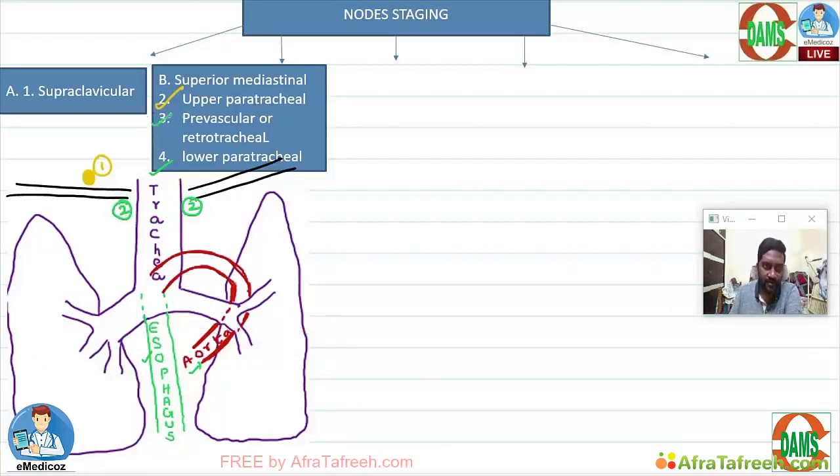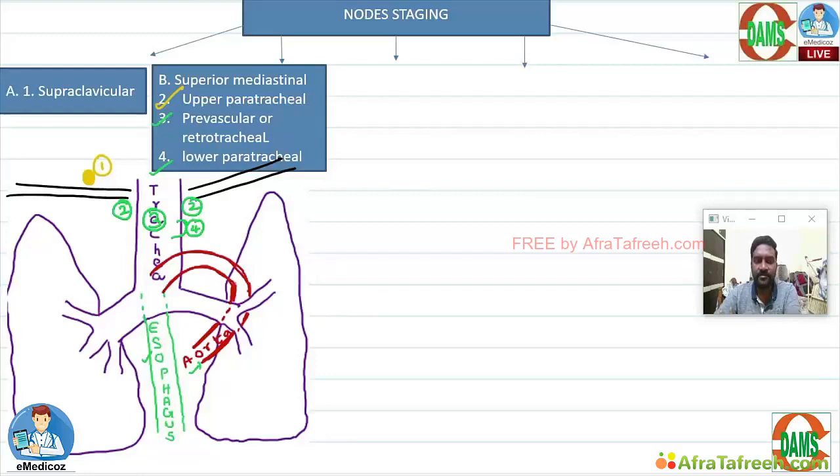Then prevascular or retrotracheal. So prevascular is generally before the trachea. Retrotracheal is generally behind the trachea. So there will be a group of lymph nodes before the trachea and behind the trachea. So this can be involved. When it is involved, we have to say the number 3 category of lymph nodes have been involved.